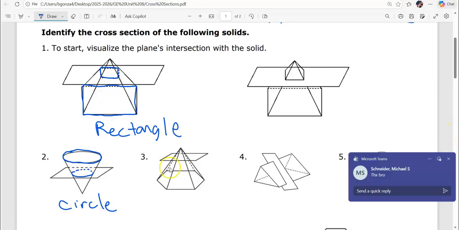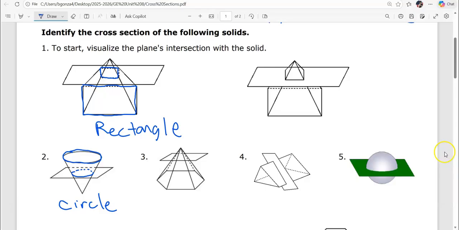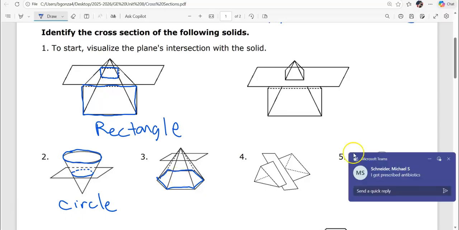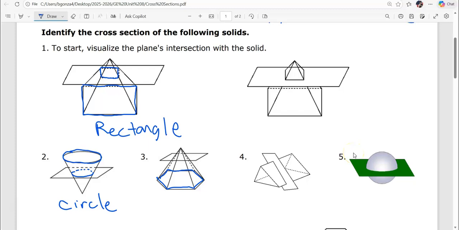Number 3, what is the base of this pyramid? 1, 2, 3, 4, 5, 6. It is a hexagon. So when I slice it parallel, you get a little hexagon. So if you slice parallel to the base, whatever the base is, you're just making a little slice of that. Pretty easy, right?